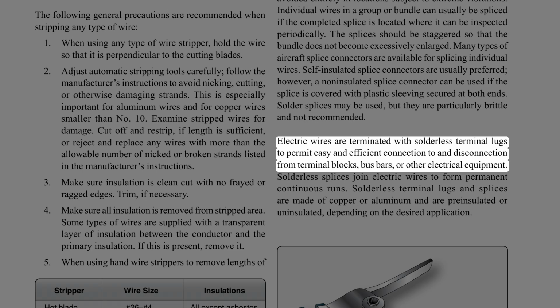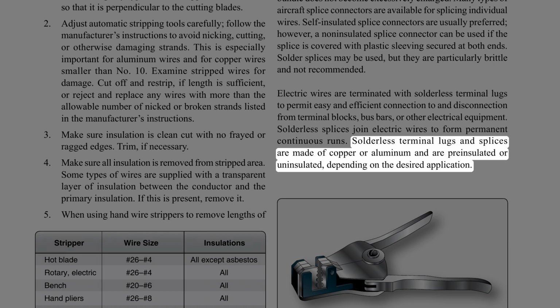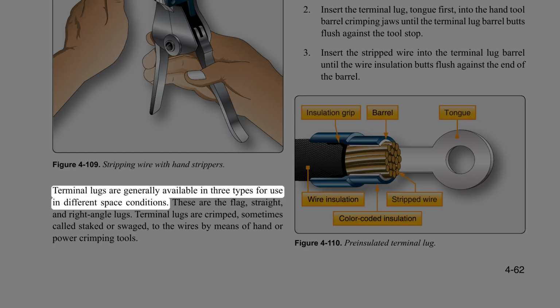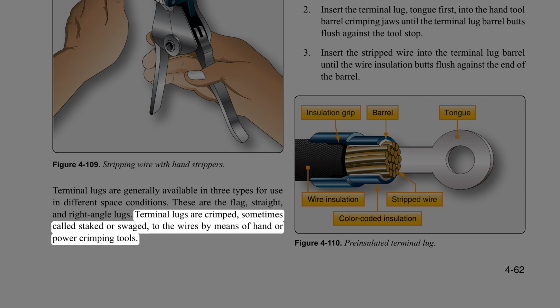Electric wires are terminated with solderless terminal lugs to permit easy and efficient connection to and disconnection from terminal blocks, bus bars, or other electrical equipment. Solderless splices join electric wires to form permanent continuous runs. Solderless terminal lugs and splices are made of copper or aluminum and are pre-insulated or uninsulated, depending on the desired application. Terminal lugs are generally available in 3 types for use in different space conditions. These are the flag, straight, and right-angle lugs. Terminal lugs are crimped, sometimes called staked or swagged, to the wires by means of hand or power crimping tools.